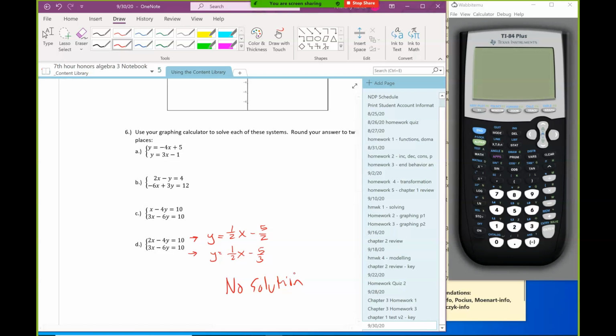Are you happy with that? You're welcome. You could certainly type it in your calculator, but there will be no intersection to be found. Doritos. Is there an infinite solution if your equations are the exact same? Yes. Okay.